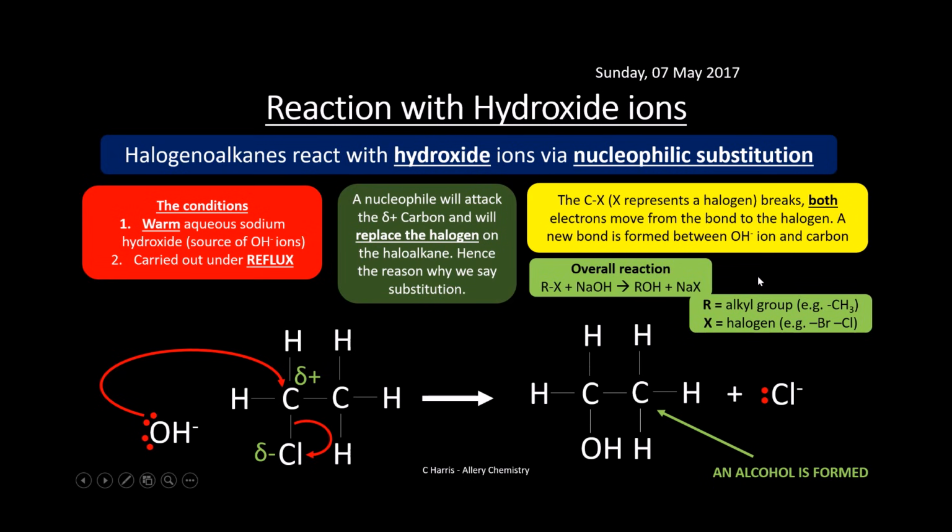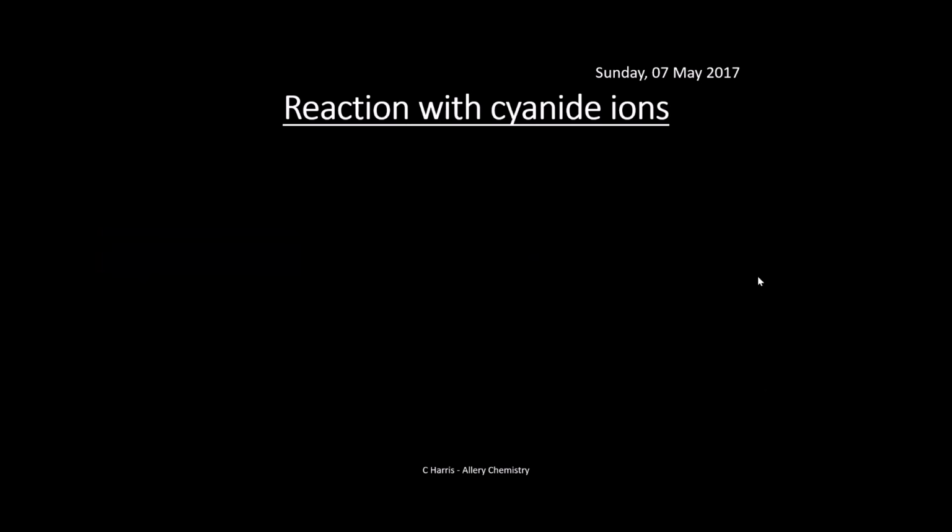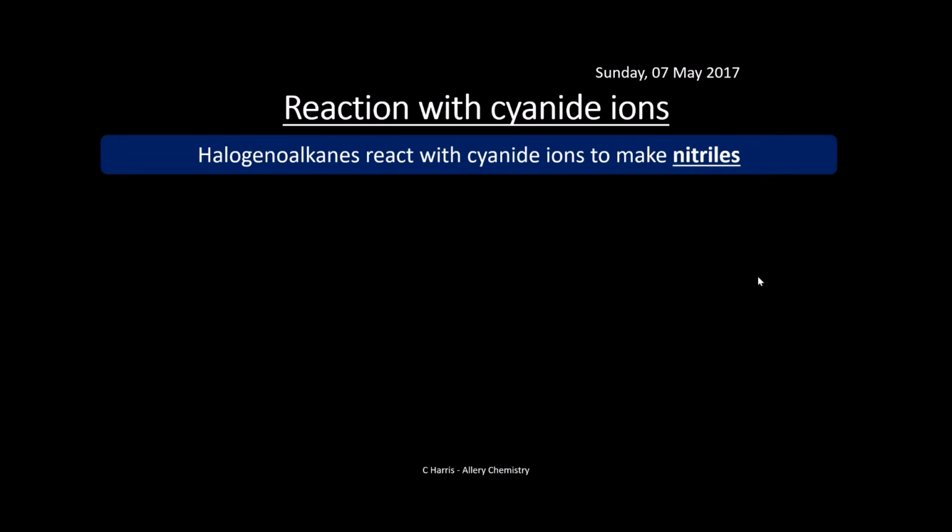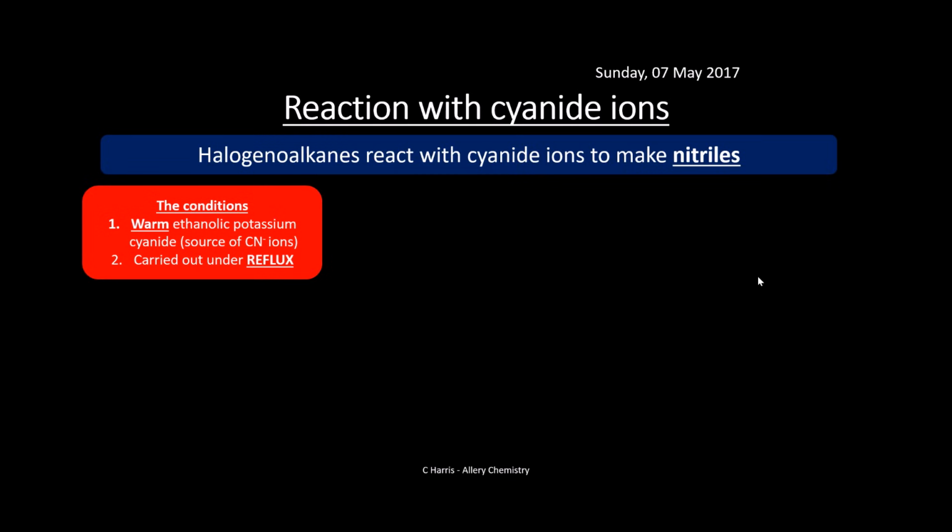Right, mechanisms are really important. Make sure you know that we're going to get a lot of them here. So much so, here's another one. Halogenoalkanes not only react with hydroxide ions, but they also react with cyanide ions. This time they form nitriles. So the conditions for this reaction, we've got warm, ethanolic potassium cyanide. This basically is going to give you the source of cyanide ions. Again, this whole thing's under reflux.